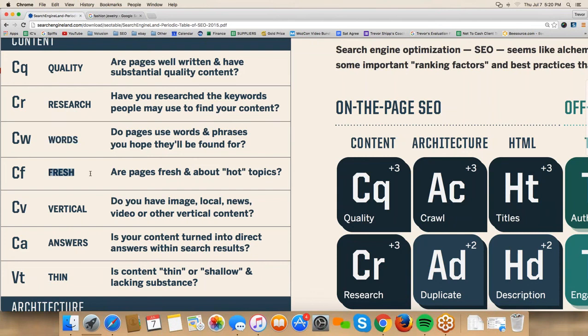Fourth one, is the page fresh and about quote unquote hot topics? There's a factor that Google looks at, and that's what they call the freshness factor. It just means, is your content current? Like, are you writing on a regular basis? Are you talking about things that are trendy and interesting? That actually does factor into your rankings as a whole. The next one is called vertical. Do you have image, local, news, video, or other vertical content? So what does your content actually consist of, and is it diverse? Does it have a lot of different things on it?